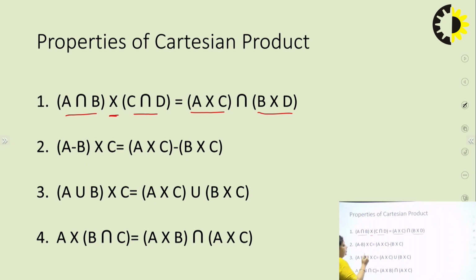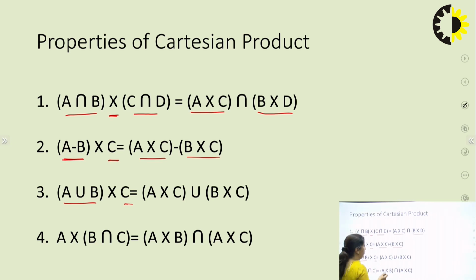The second property says that if I have 3 sets A, B and C and I find out the set difference A minus B and then I take its Cartesian product with the third set C, this is the same as A Cartesian product C, B Cartesian product C and then the set difference. So the LHS will be equivalent to RHS. The third property says that again if I have 3 sets A, B and C and I take the union of A and B, and then I take out its Cartesian product with the third set C.